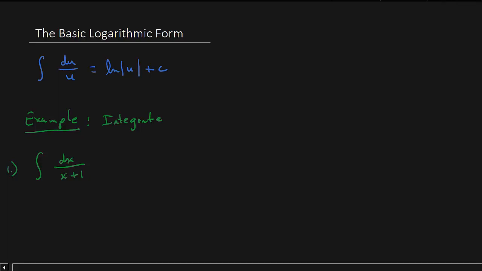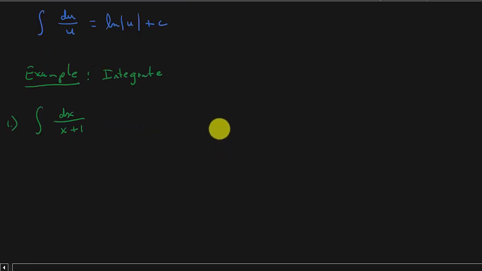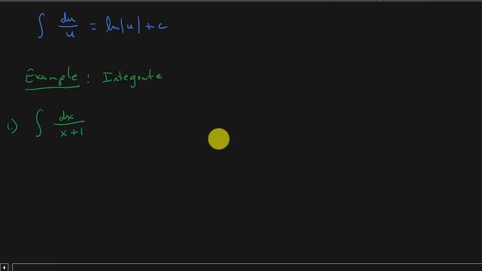All right, so our first example here, we've got the integral of dx over x plus 1. The main goal here is to get this integral to look like this. We need to get du over u. And the way we're going to do that is using u substitution. We've been doing u substitution in all the previous videos, okay? So what do you think we're going to let u equal? Well, we're going to let u equal the denominator. So let u equal x plus 1.